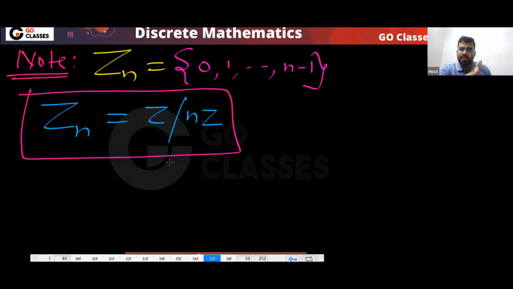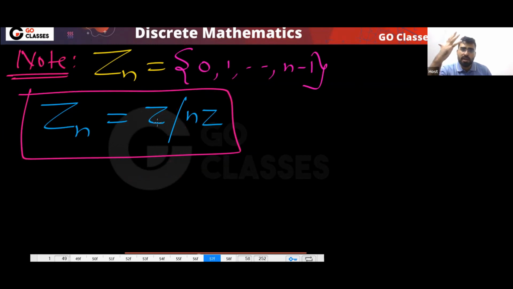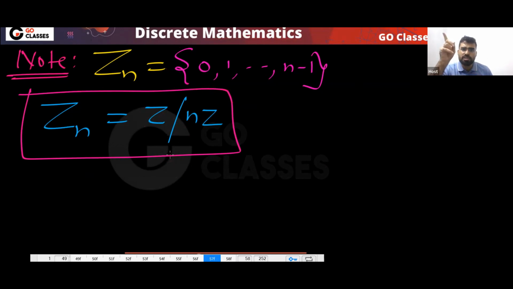In the GATE exam, they will not use these symbols. They will give you the exact thing. If you check all the GATE exam questions, they will not give you this symbol. But many authors use this symbol.